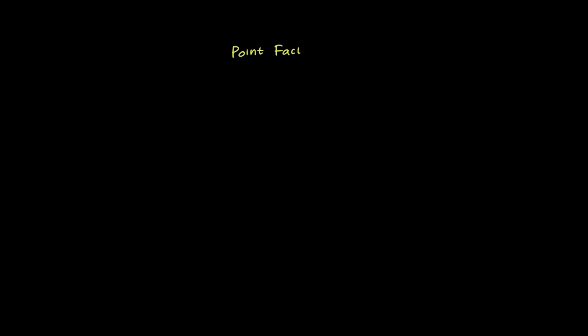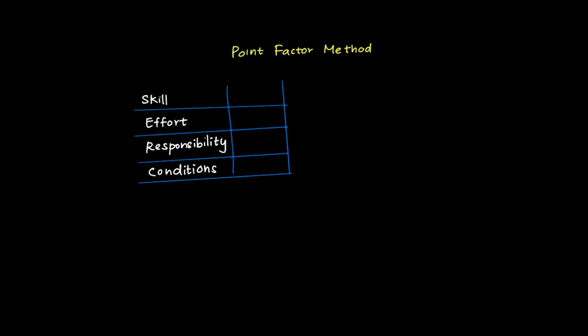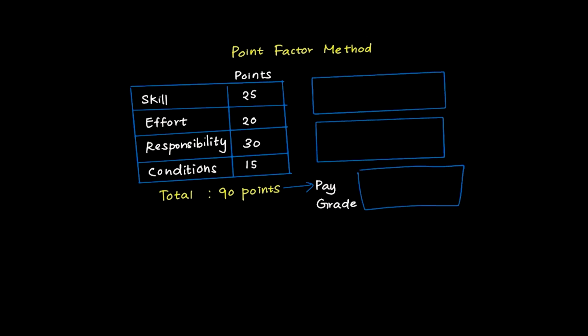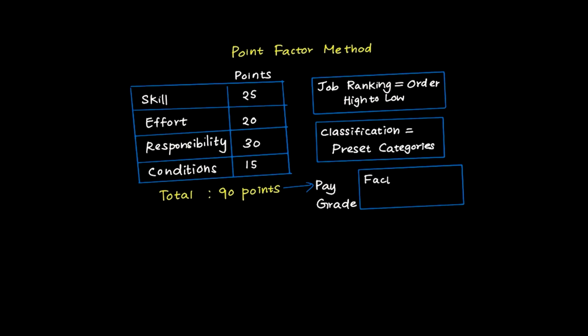The point factor method assigns numerical point values to compensable factors like skill, effort, responsibility, and working conditions. You total the points for each job, and higher point totals mean higher pay grades. Job ranking just orders jobs from high to low without specific point values. Job classification drops jobs into preset categories. Factor comparison compares jobs against benchmark positions on each factor. Point factor is the quantitative method with numerical scores for each factor.